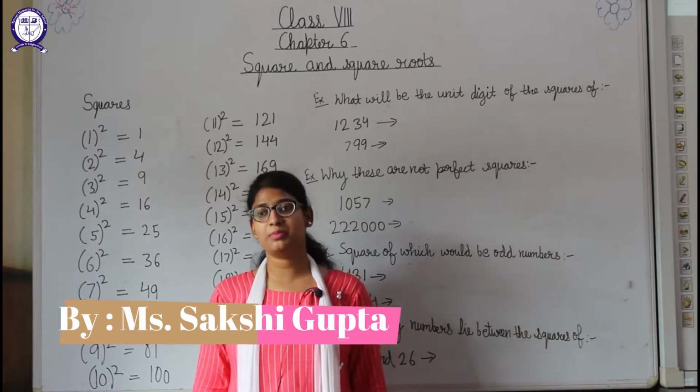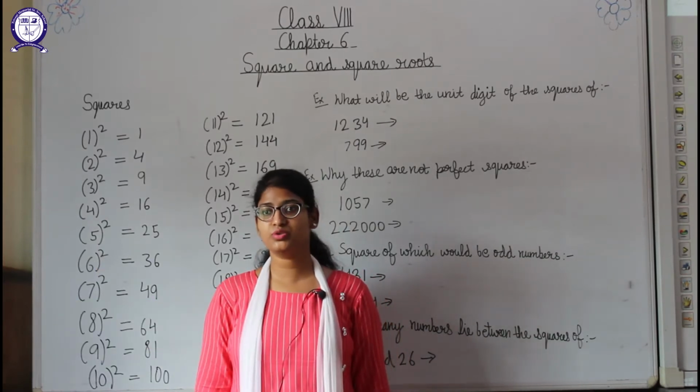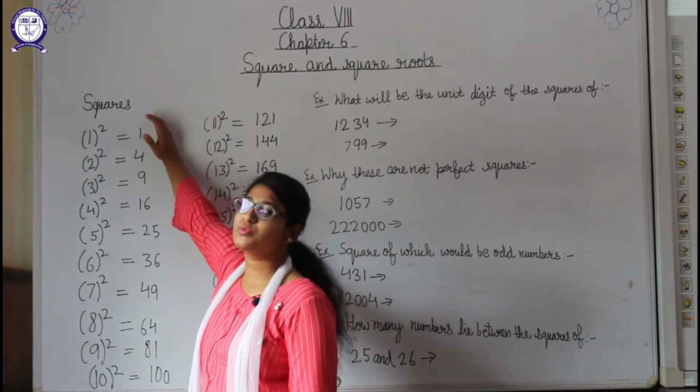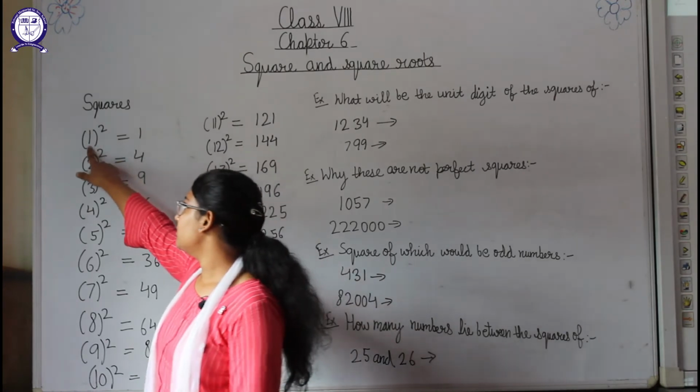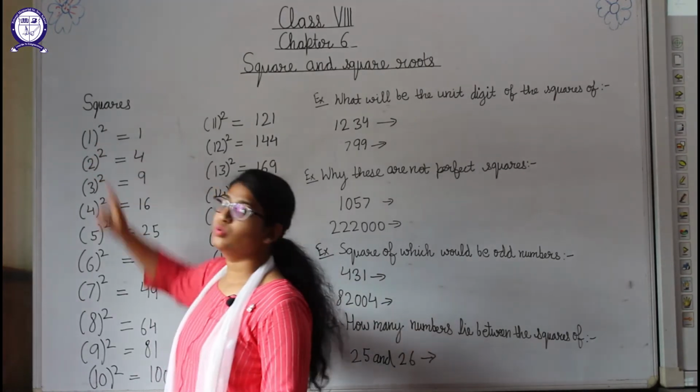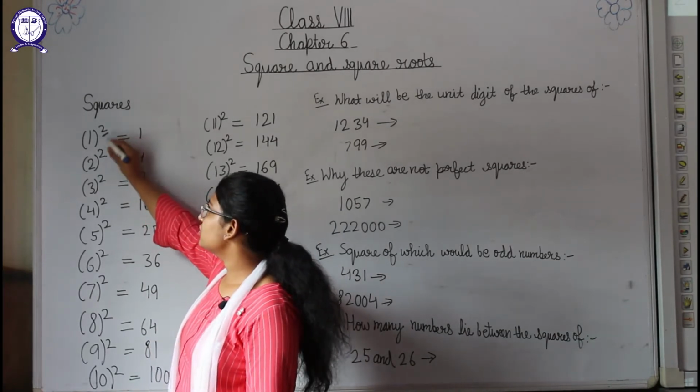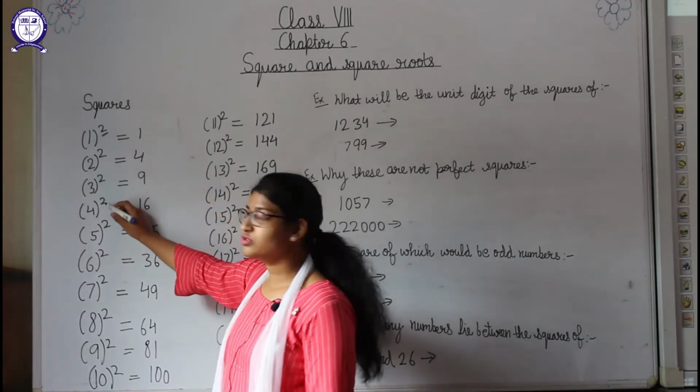Today we will do our chapter 6, that is squares and square roots. So first of all, what are squares, students? You know how to find the square of a number. It means 1 raised to the power 2. This power 2 means square. So this is 1 square, 2 square, 3 square, 4 square, like this.